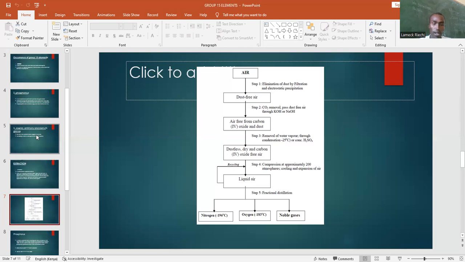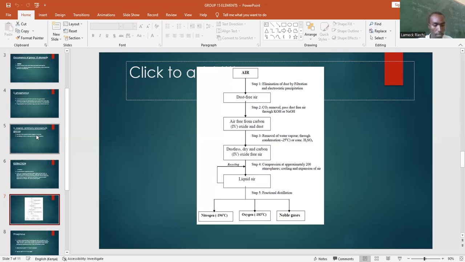Then the clean air is passed into the compressors, whereby it contains temperatures of negative 200 degrees and a pressure of 200 atmospheres. Here, the air is compressed under a pressure of 200 atmospheres. Repeated compression and expansion of air under a temperature of negative 200 turns the air into liquid. The air in liquid form is then passed to the last chamber, which is the fractional distillation chamber.